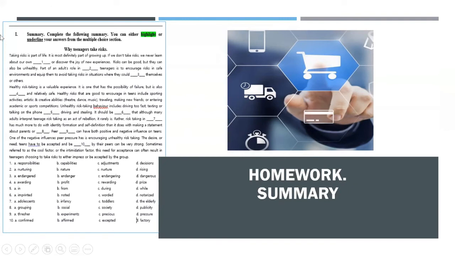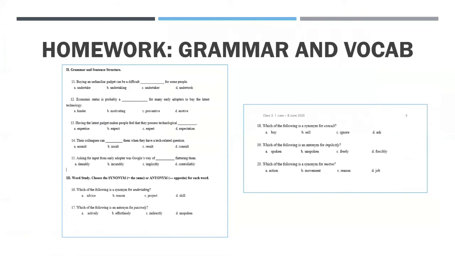The title of the summary is Why Teenagers Take Risks. You guys are teenagers. Anyone who's between the age of 13 to 19 is a teenager. The second part of your homework includes grammar. You see, this is why you guys need the vocabulary list, because your multiple choice options are from the vocabulary list. You have to complete the sentences and choose the correct term.